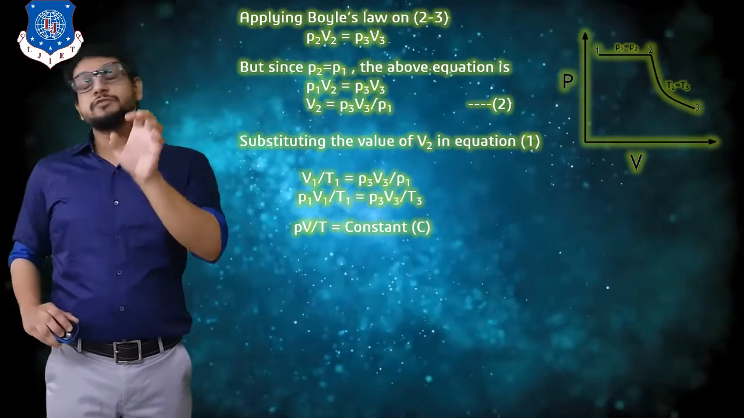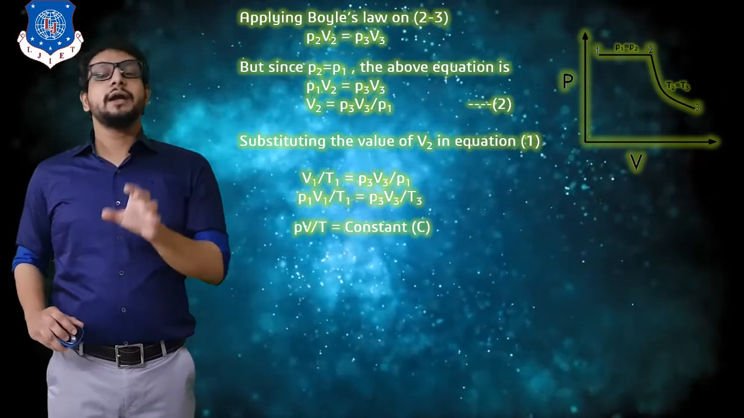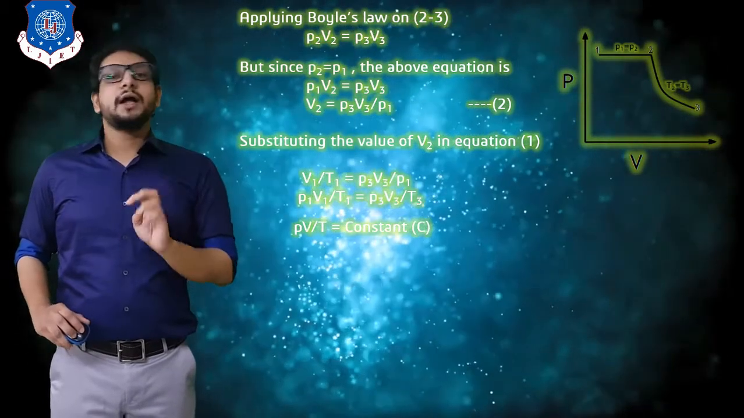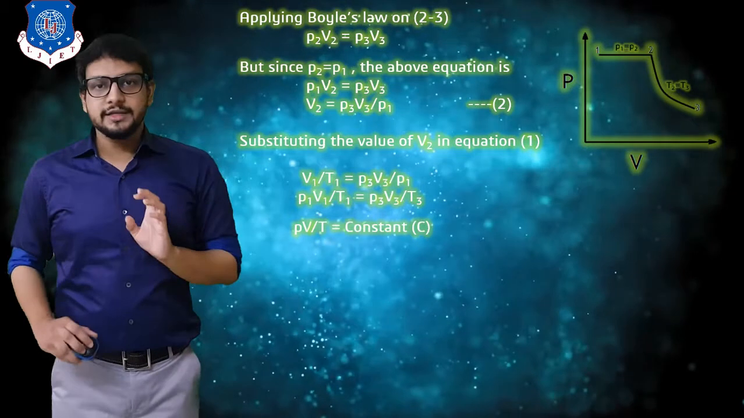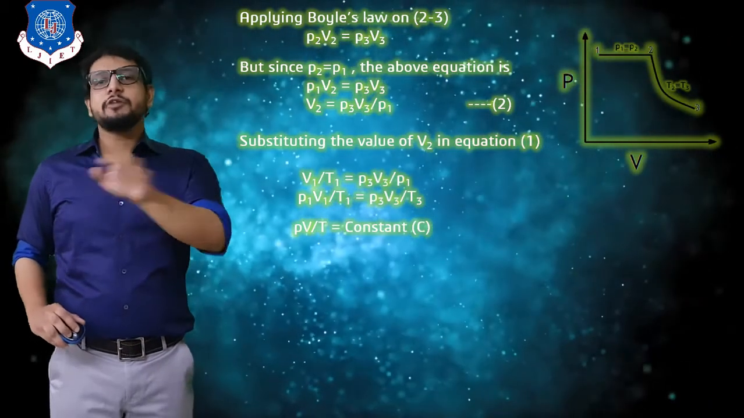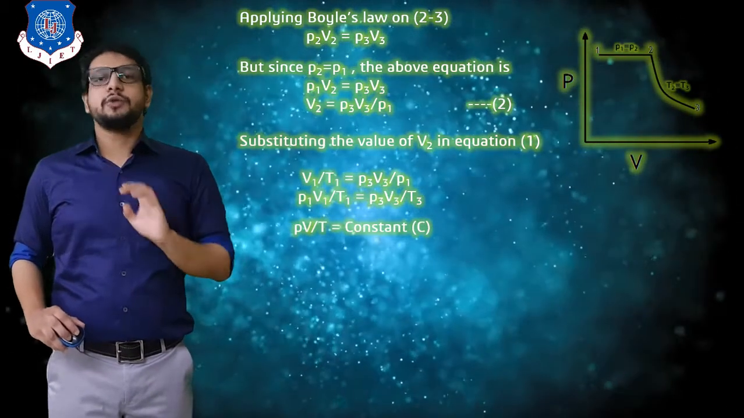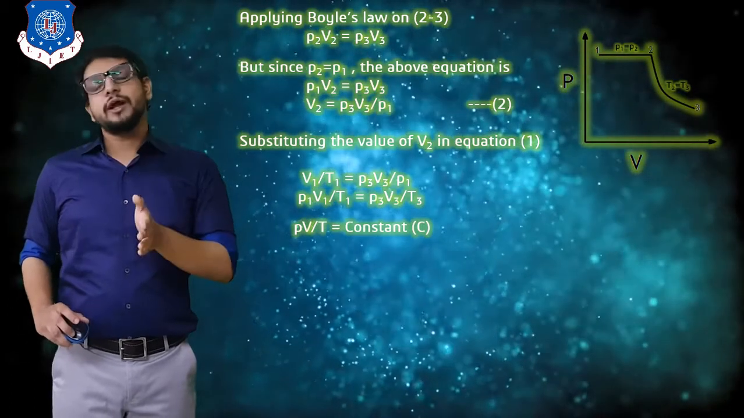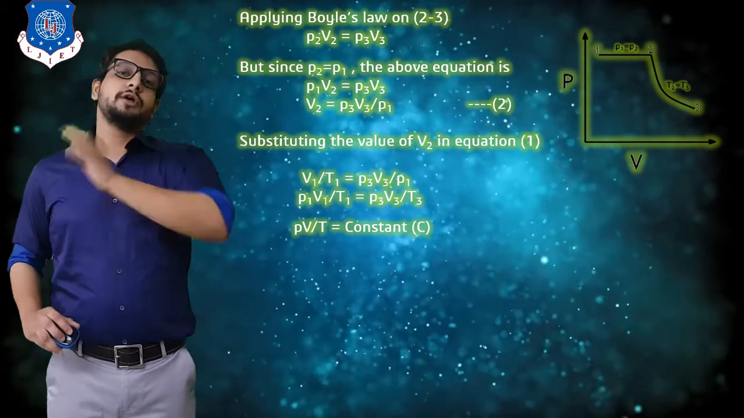Now this equation which we have obtained is called the combined gas equation. But this equation cannot be applied directly to any type of gas. Why? Because this is not a generic equation. This is not a generalized equation. Why? Because the value of constant C will be different for each and every type of gas.